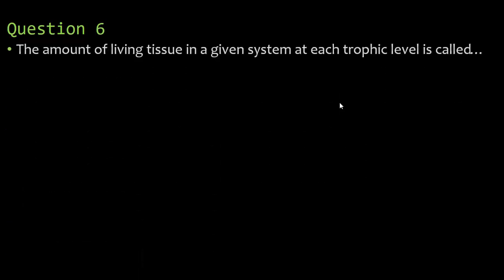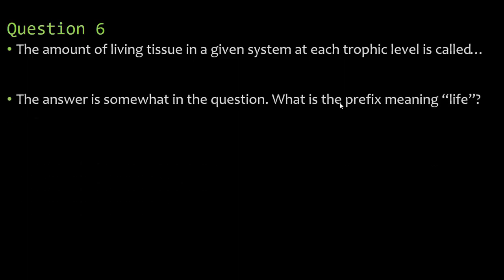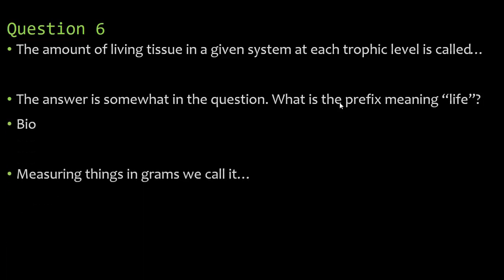All right, number 6, the amount of living tissue in a given system at each trophic level is called what? Well, the answer is somewhat in the question. So what is the prefix meaning life? And we've talked about this, and it's bio. Measuring the things in grams, we call it not measuring the weight, but we call it measuring the mass. So the answer is biomass. That's the amount of living tissue in a given system at each trophic level.